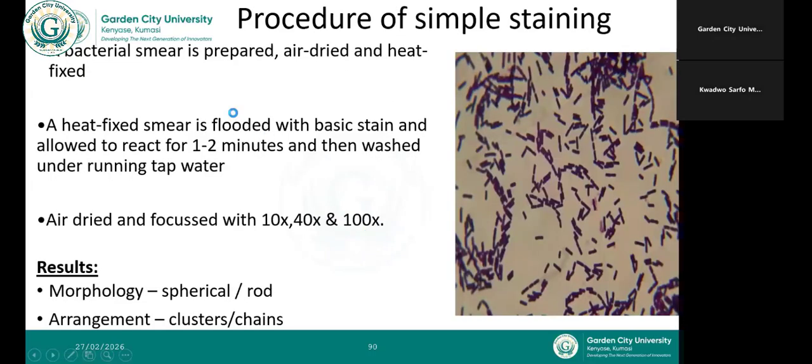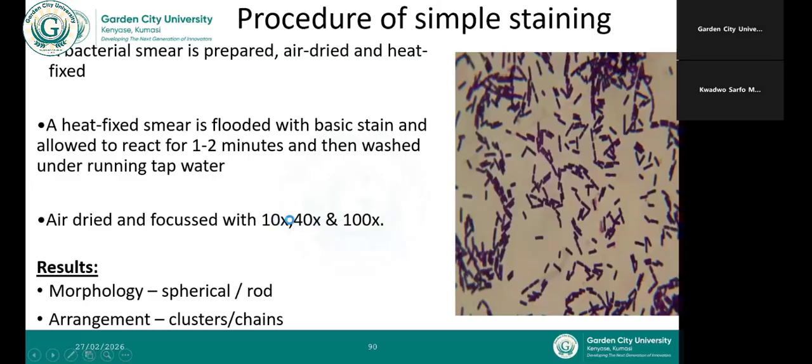So you prepare your smear as earlier said. You heat fix because you want to stain the bacterial cells. This is non-negative staining, so you heat fix, then you apply the basic stain, and then you allow for about 1 minute. Then you wash with water gently so that you don't wash the smear off. You air dry, then you focus with the microscope, and then you record.